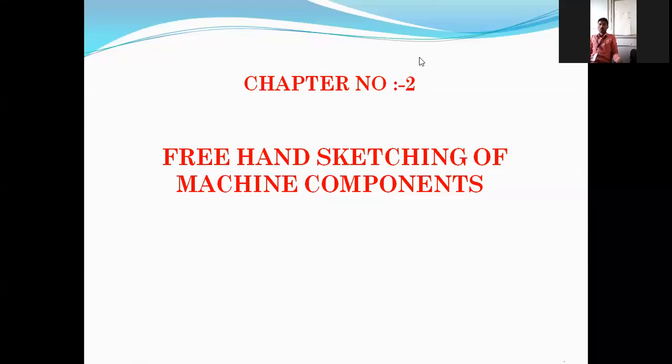Yesterday we started chapter number 2, freehand sketching of machine components. In depth, we discussed the importance of this chapter and why it is introduced. For those who were absent, I will quickly review what we saw in the last lecture. What was the importance of this chapter? Irrespective of having a number of drawing instruments, we are still interested in learning machine drawing freehand.